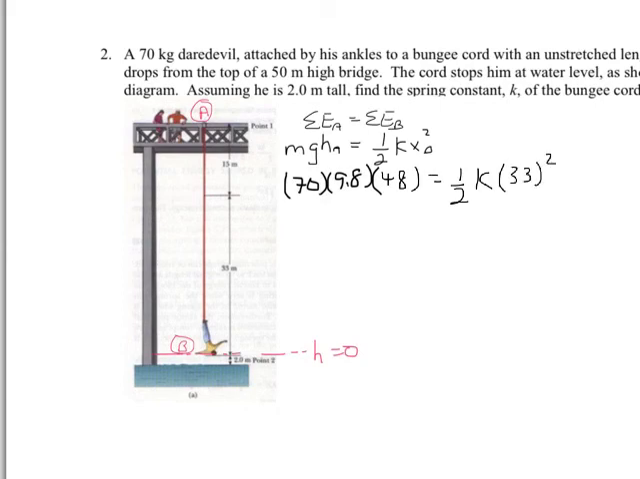Okay, I think we're ready to solve this. So if you work everything out, you should be able to solve for k. And it turns out to be about 60.5 newtons per meter. And there's the value for the spring constant of the bungee cord.